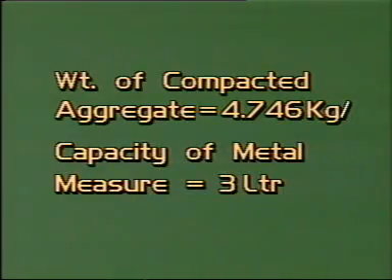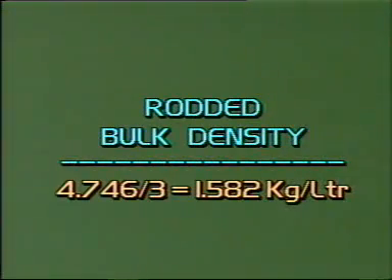Rodded bulk density is calculated by dividing the weight of compacted aggregates, which is 4.746 kilograms, by the capacity of the metal measure, which is 3 liters. The rodded bulk density comes out to be 4.746 kilograms divided by 3 liters, which is equal to 1.582 kilograms per liter.